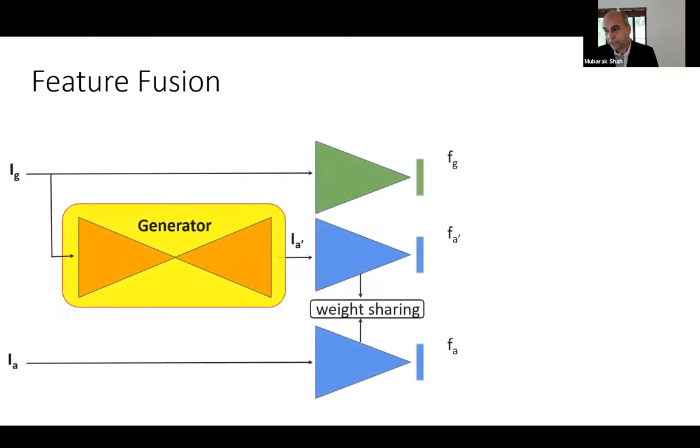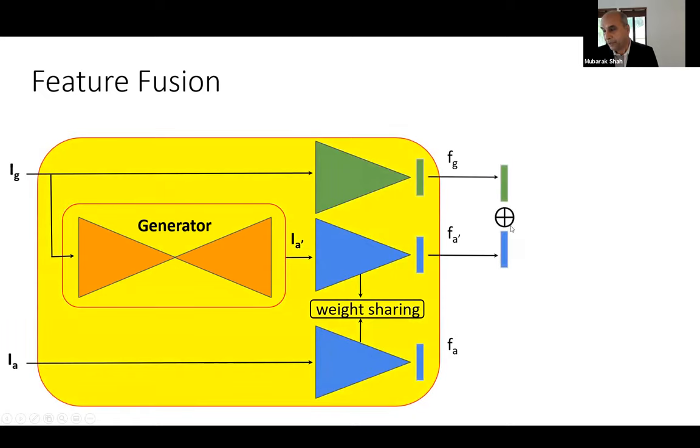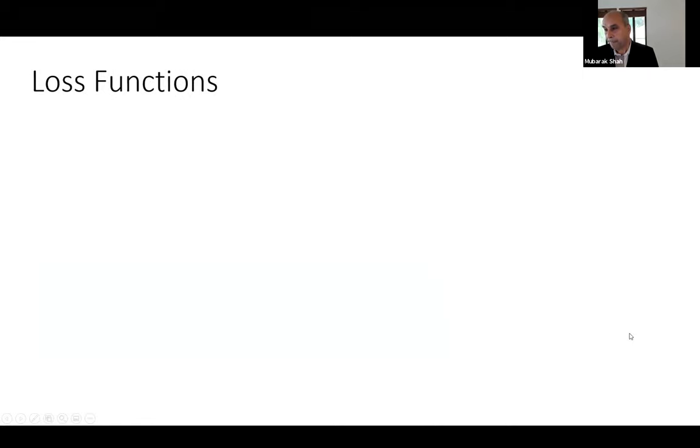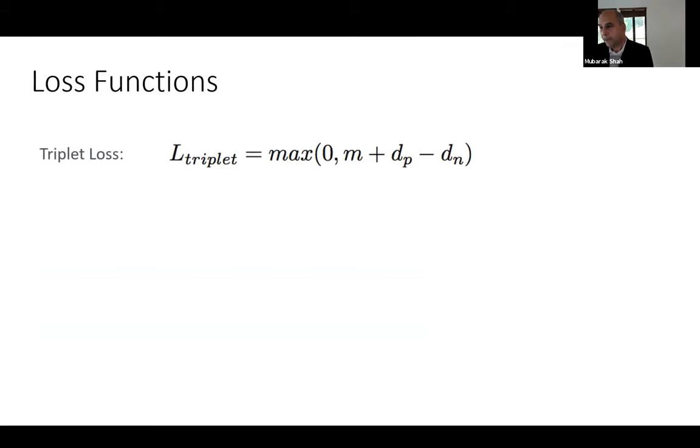So now feature fusion is that we get these features, FG, FG star, FA prime, and then we concatenate these two, we get FG star, and then FA star, and then we do the loss, the weighted loss. We'll talk about that. So loss functions are triplet loss, and this is a traditional one, as Teddy talked about, the positive and negative. It's a margin. You can represent this by dp minus dn. So it's a simpler version, this one.